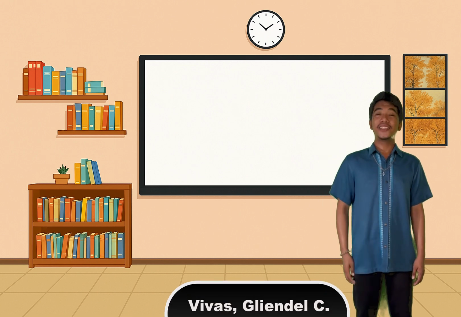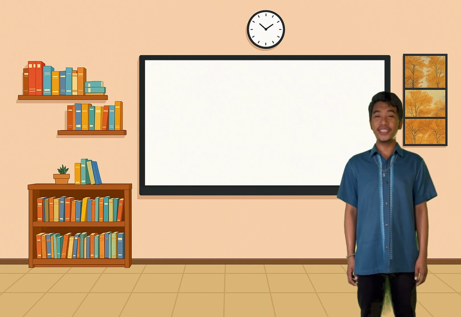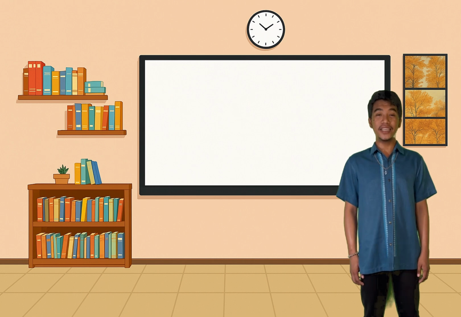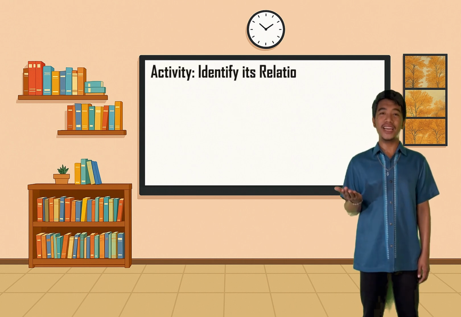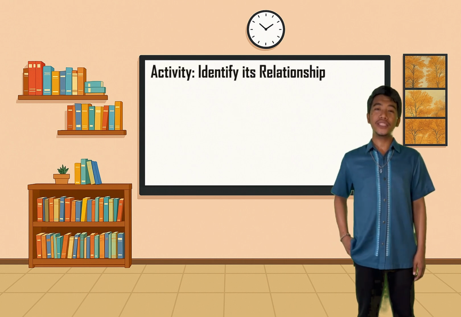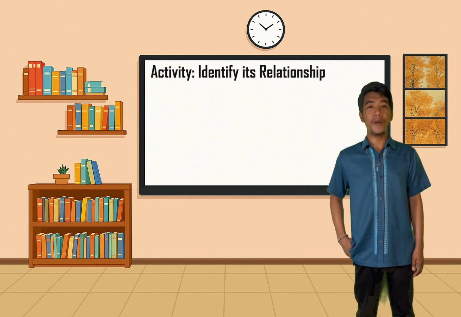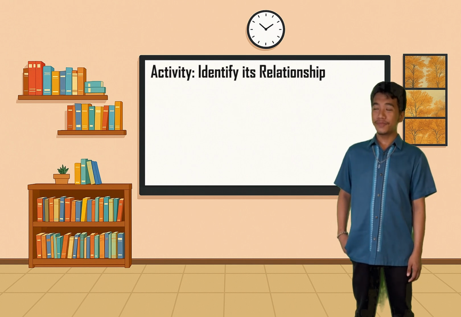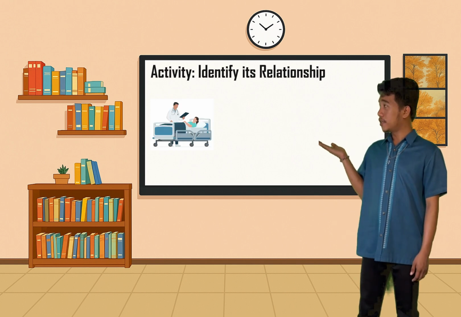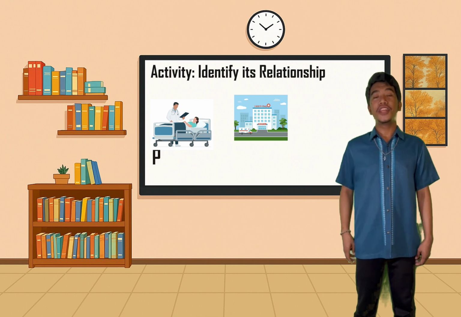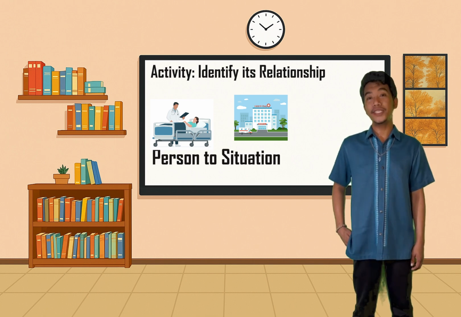Hello class! Today, I will give you another activity. This is titled, Identify its Relationship. You will determine what type of analogy relationship each pair has. For example, a doctor is to hospital. Their relationship is person to situation.